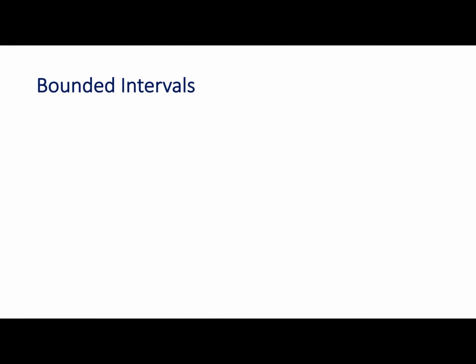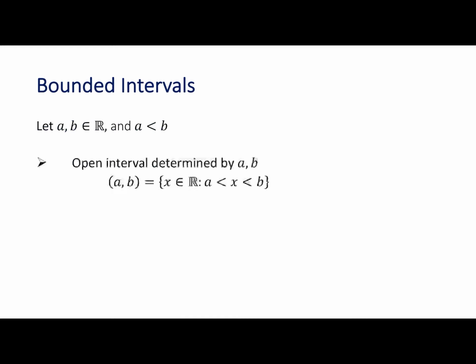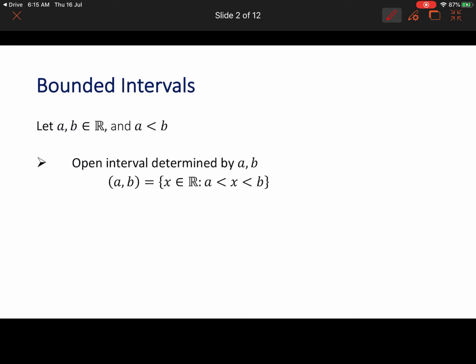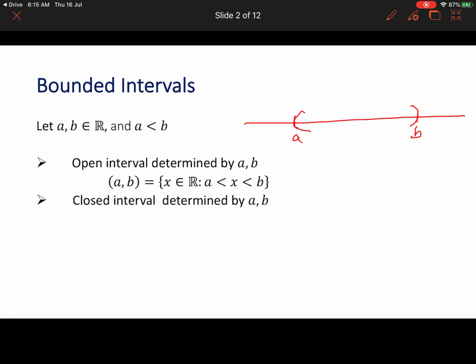So let's define intervals. Now I am defining the bounded intervals in the real line. Suppose a and b are real numbers and a less than b. Then the open interval (a, b) determined by a and b is defined as the set of all x element of R such that a less than x less than b. So here you have a and here you have b. Open interval (a, b) means all real numbers between a and b. A and b are not included, but all real numbers between a and b.